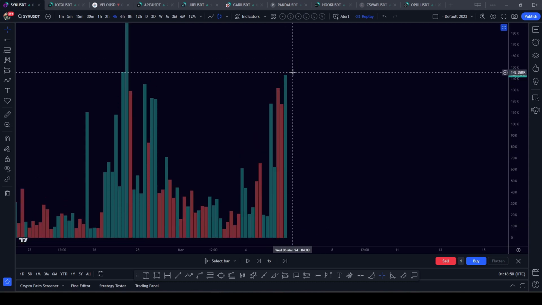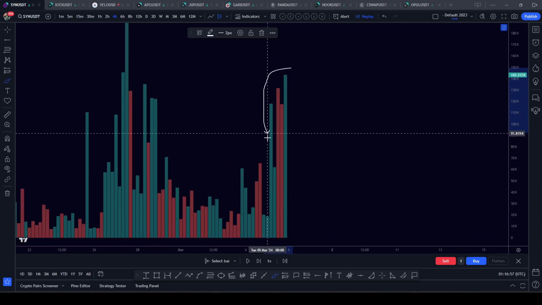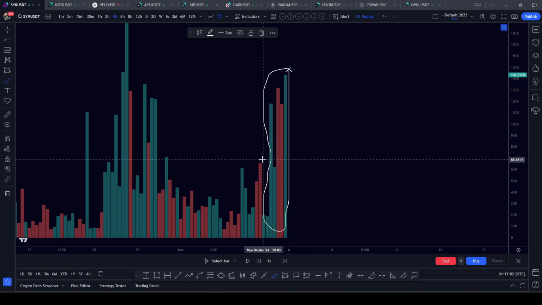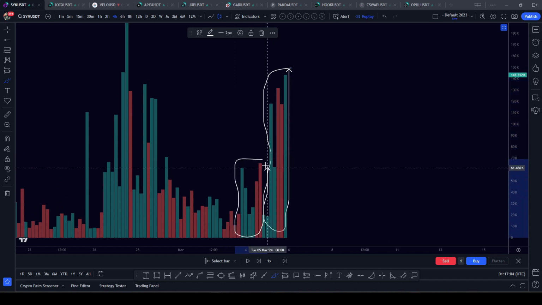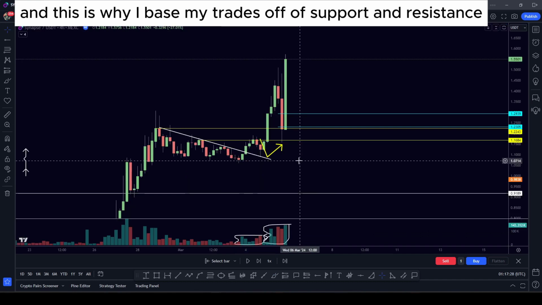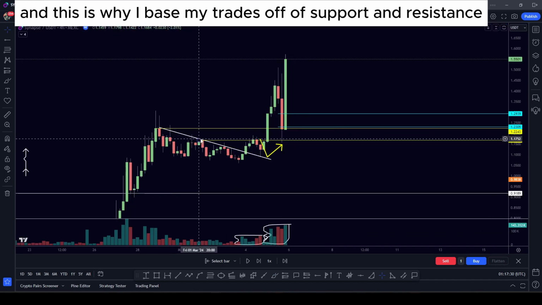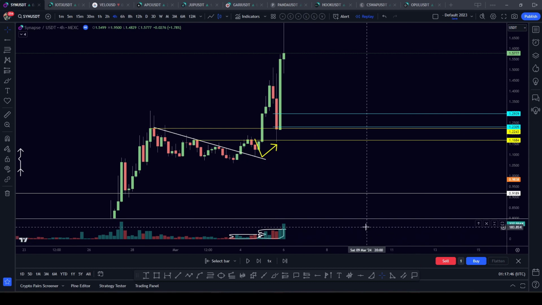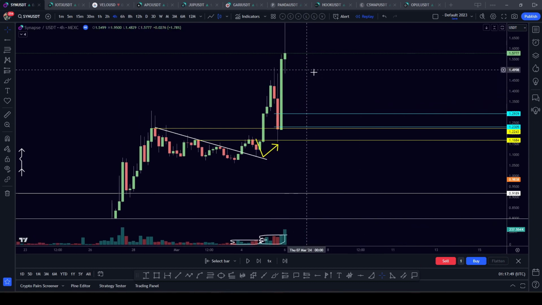So right now we can see that this segment right here is higher than this segment right here. So if you wanted to, you could look at different segments of the trading volume, but this can always change. And this is why I base my trades off of support and resistance. And now the volume continues to grow and the price continues to go up.